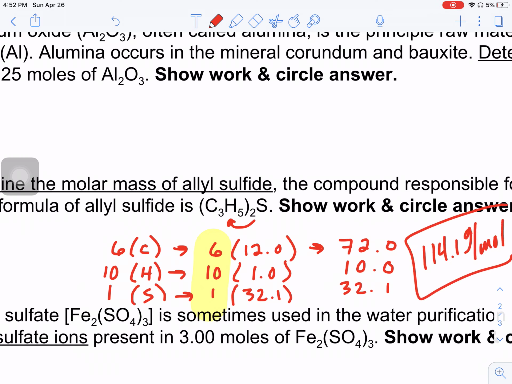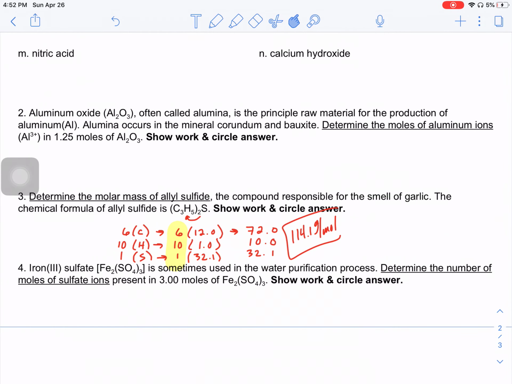Granted, guys, I could have made a mistake, but I think the process is pretty straightforward. Parentheses can add a slight level of difficulty, but it's not terribly hard. So today I want you guys to practice calculating molar masses, and then the next time that we meet, I'm going to have you guys converting between grams and moles using the molar masses of compounds.